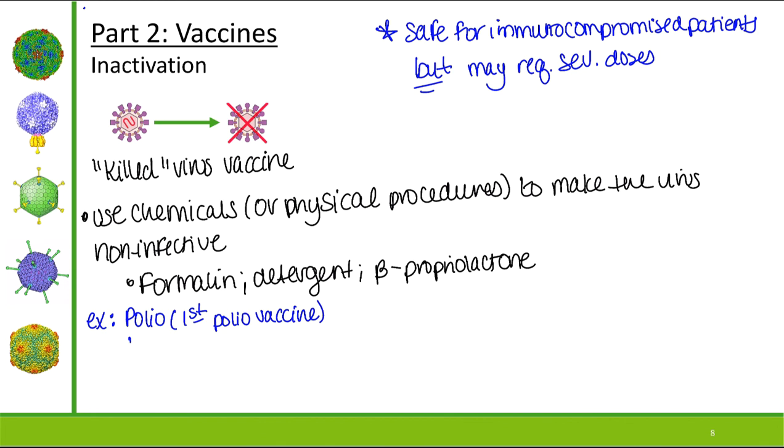Other viruses that are inactivated for use in vaccines are the Hep A vaccine, rabies, and influenza. So for influenza or for flu, if you recall from earlier in the semester, we actually grow the influenza in an egg, so in a chicken egg, and then we will use formalin or detergent to inactivate it. And every flu shot is about a chicken egg or so.